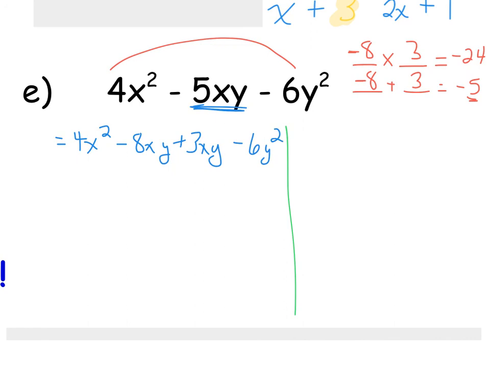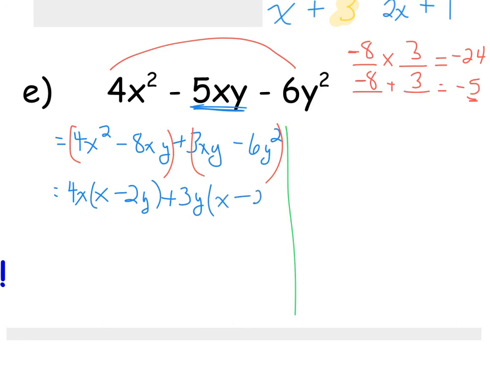So I'm going to group these. I'm going to put these two together and put these two together and pull out any common factors in each group. So in my first set of brackets, I have a common factor of 4x. And then my leftover becomes x minus 2y. And then let's look at my second bracket. My second bracket looks like I can pull out a positive 3y. And that will leave me with x and then minus 2y again.